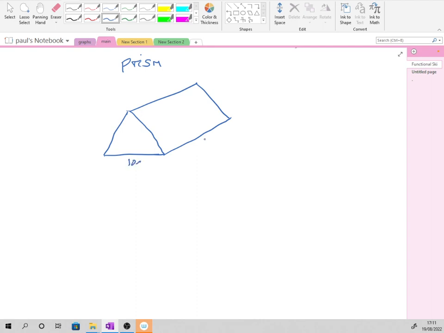So let's have that 10 centimeters. And this, it looks a bit, I'll call it 20 centimeters. And the height, now we've got a vertical height, haven't we? And the height of that is going to be 8 centimeters. Right. So, surface area. We've got front and back, which are the 2 triangles. And then we've got 1, 2 sides on the bottom. So we've got 3 sides. So front and back and 3 sides. So we've got 5 sides altogether to work out.